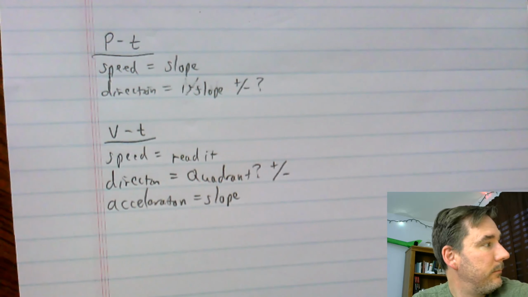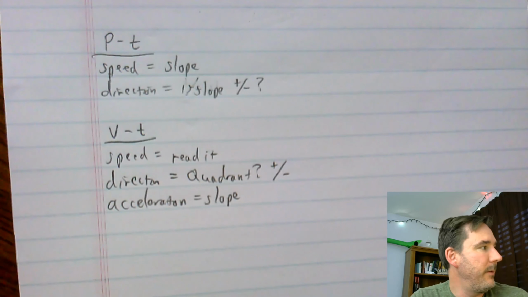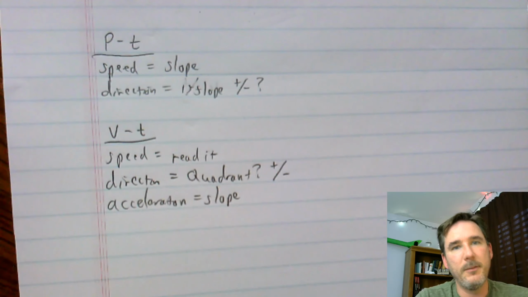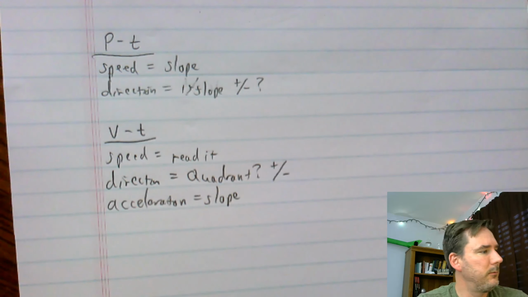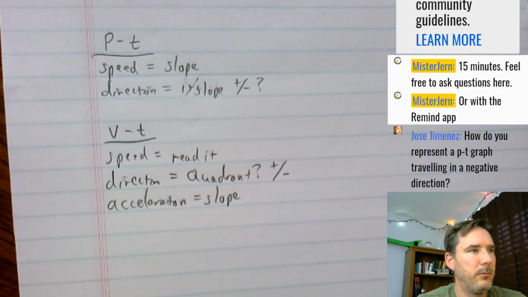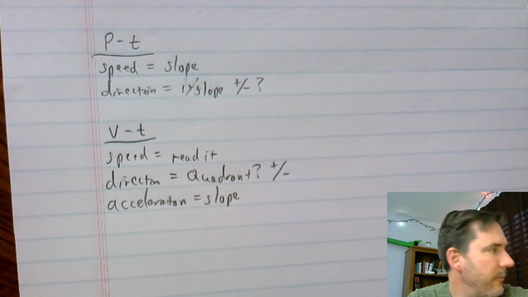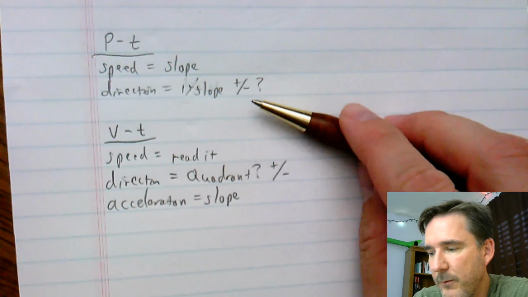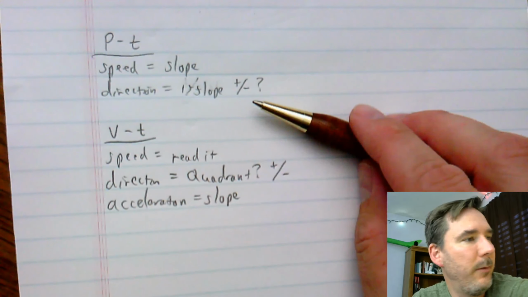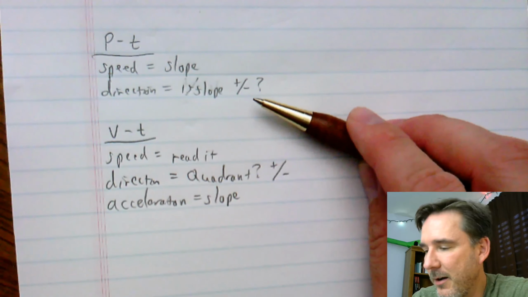Oop. We got a question. How do you represent a positive PT graph traveling in the negative direction? That is good. So good question. So a position time graph traveling in a negative direction, that goes back to this question. That's a perfect question. I don't know when you sent that, but I might have addressed it as you were, like, there's a delay, so I might not have caught it, but yeah.